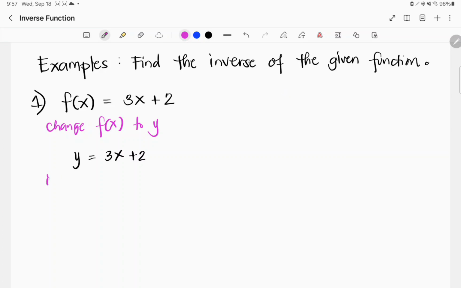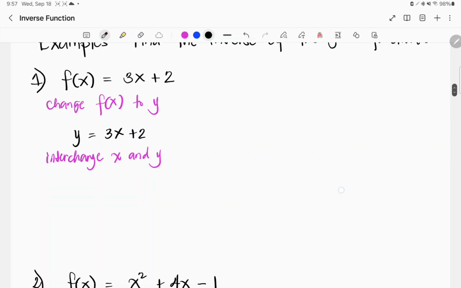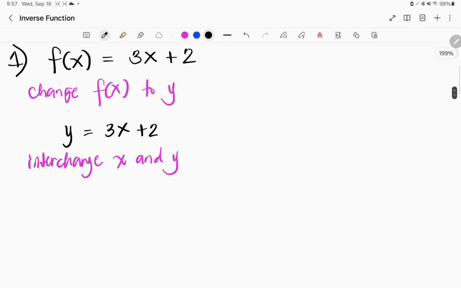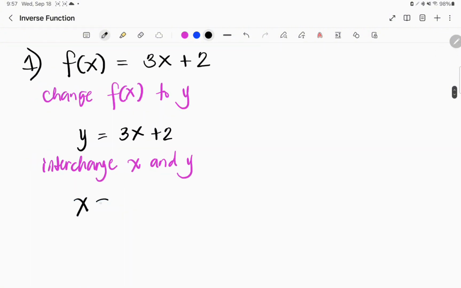After that, we have to interchange x and y, meaning all x will become y and all y will become x as we rewrite it. So our y here will become x, that is equal to 3, followed by x, it should be y as we change it, plus 2. So we have here now x is equal to 3y plus 2.